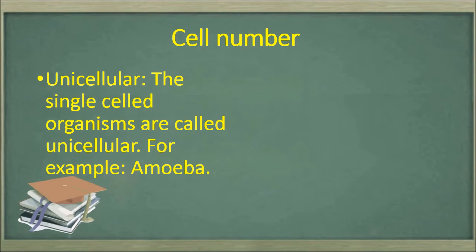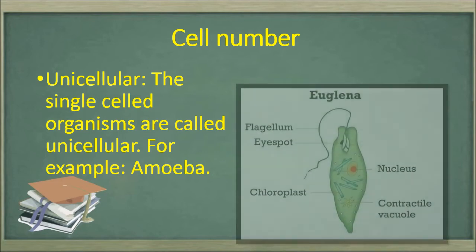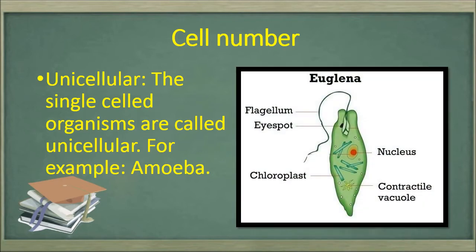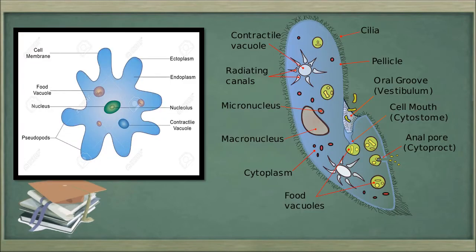Cell number. So we can divide organisms depending upon the number of cells they contain in their body. So the first type that we need to study is unicellular. As the name indicates, uni means one. So a living organism which is made up of a single cell is called a unicellular. Example, amoeba is one of the examples. Here the picture of euglena is being given here. Here it's the picture of amoeba on the left hand side, and on the right hand side it's paramecium.